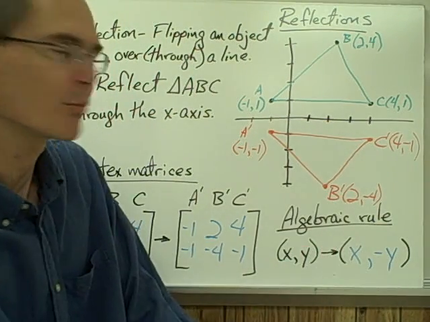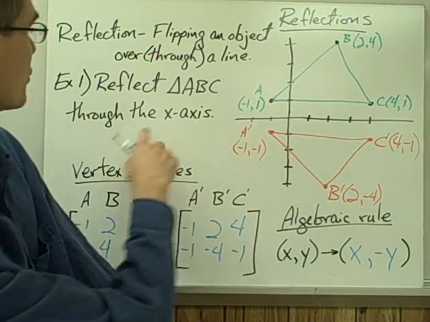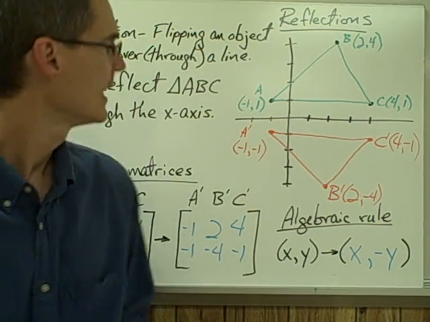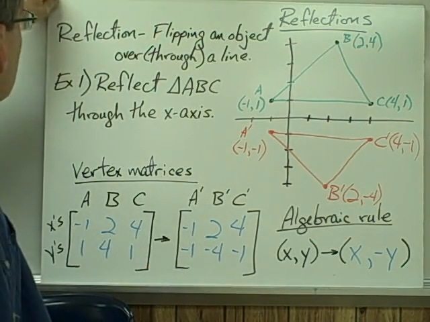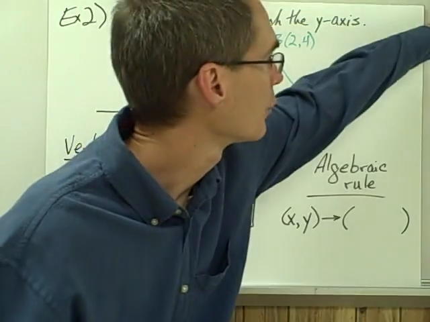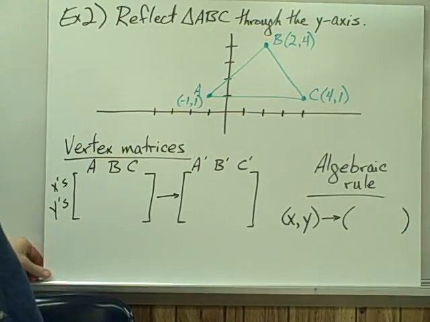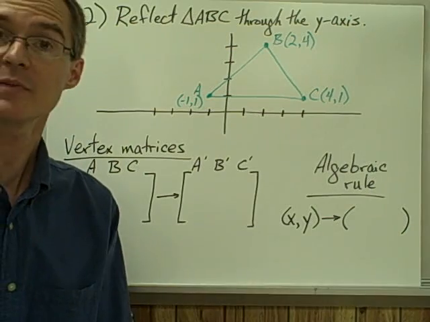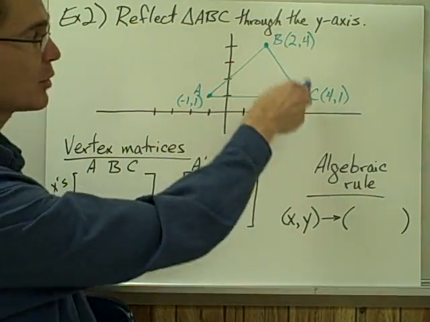So now I know what the algebraic rule is for this particular reflection, a reflection through the x-axis. Let's take a look at a reflection through the y-axis. I'm going to start with my same triangle that I had before. Triangle ABC has the same coordinates.